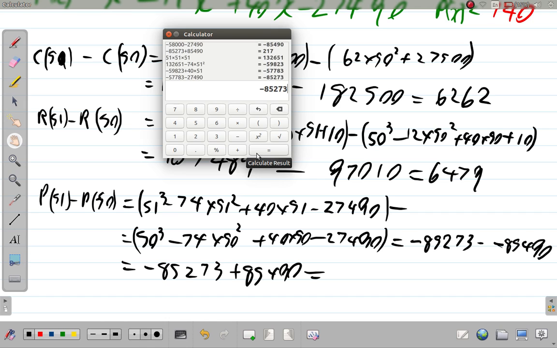we have negative 85,273, all right, and the one with the 50 was negative 85,490. So what we had again was negative 85,273 plus 85,490 equals, all right, let's accept it, 217.